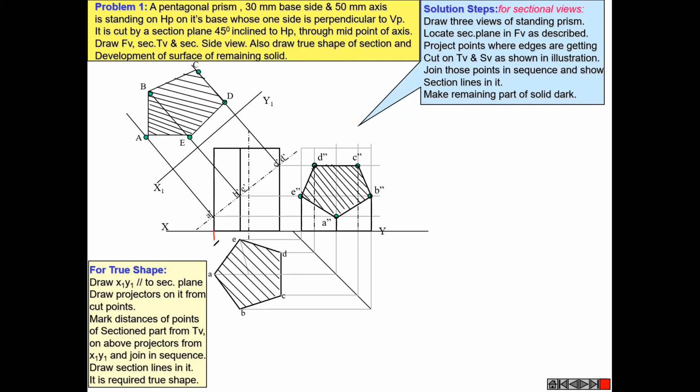See, whatever the distance from here is there, the same distance will be here to here. Whatever the distance from here to here is there, the same distance will be here to here. And whatever the distance from here to here is there, up to point B, the same distance will be up to point B. The distance C and D, here it is the distance C and D, like that. So this is the method to draw the true shape of the section.